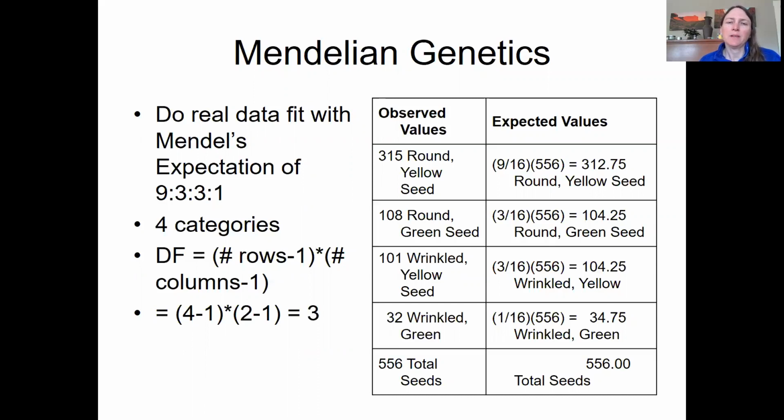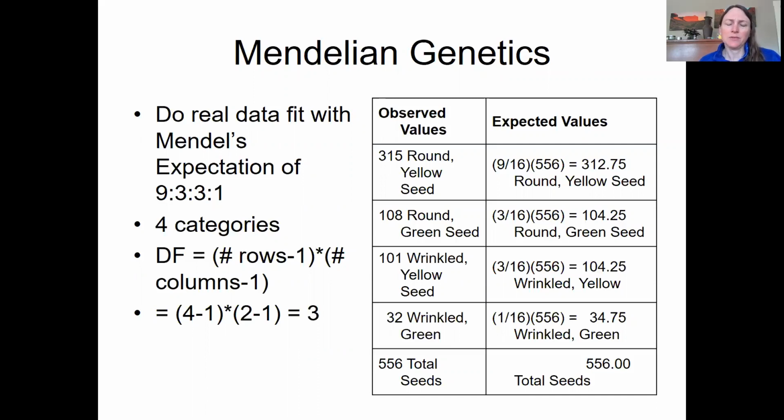And you would go out and you have your observed values. So maybe you end up with 315 round yellow, 108 round green, 101 wrinkled yellow, and 32 wrinkled green seeds. And basically then you have a total of 556 seeds. In this example, you would know that your expectation would be 9/16 of 556 would give you 312 round yellow seeds. You can see how we're kind of using a similar example to the salmon example. We have more categories and it's a slightly more complex example.